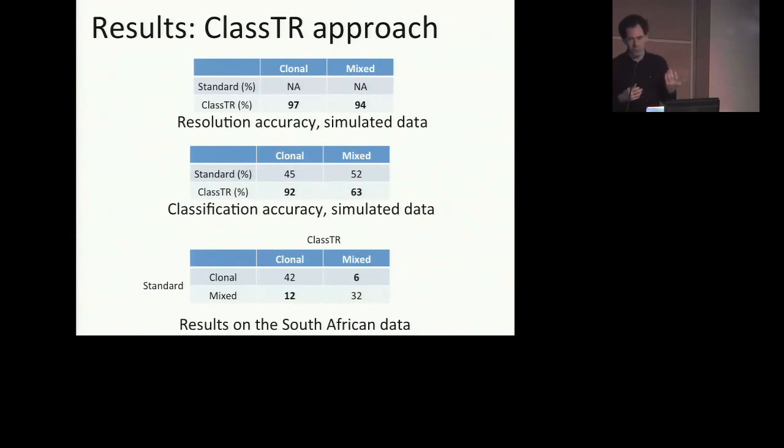And we do actually see a few calls that are in between as well. So they're, you know, either 25% clonal, 75% mixed, or 50-50. And with this approach, we're basically able to much better predict or infer whether the infection is actually clonal or mixed.